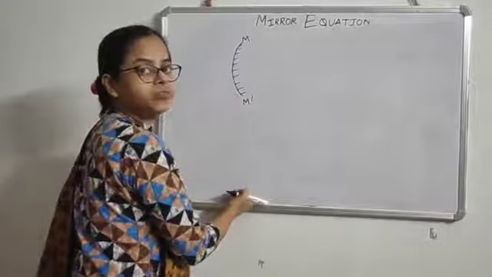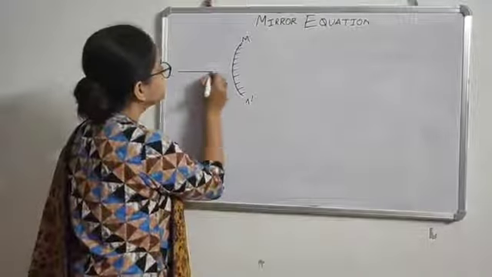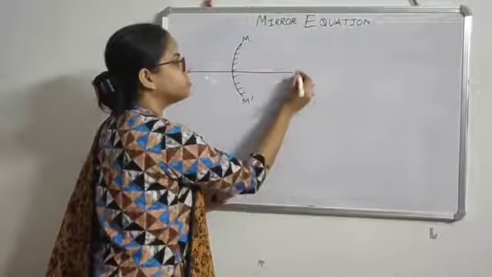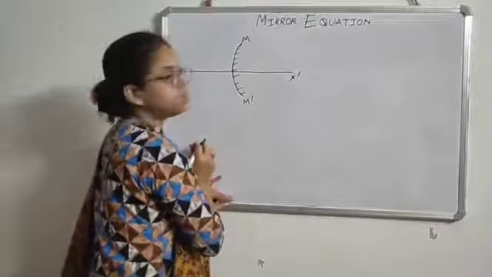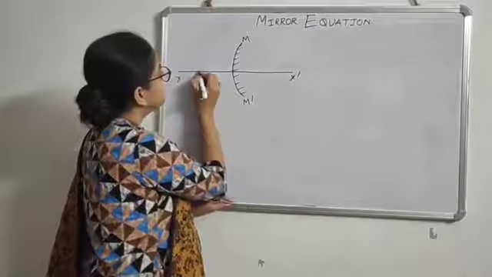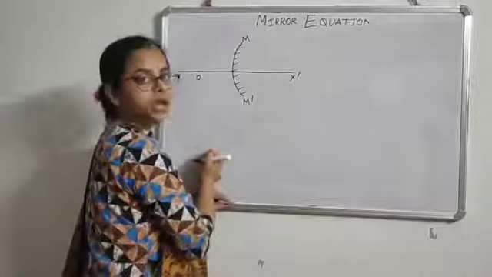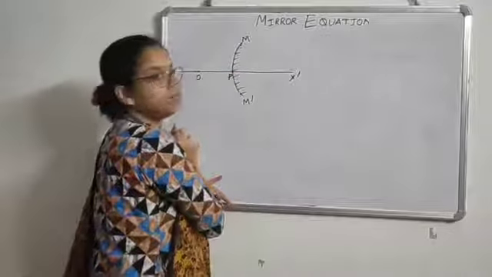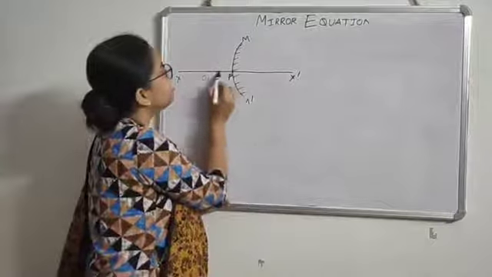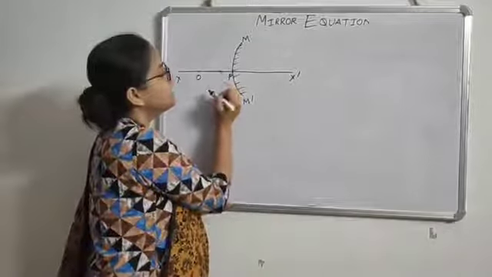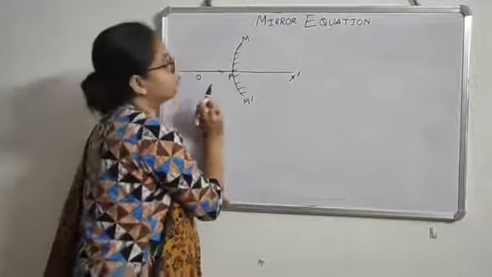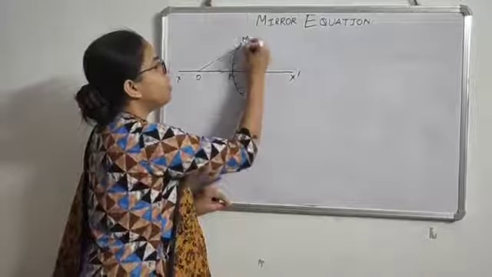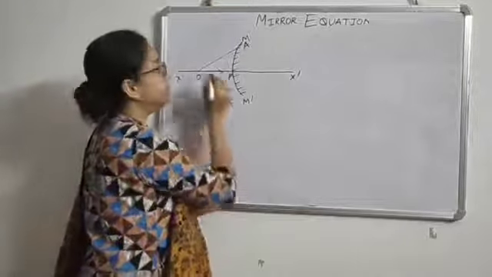M dash is the convex mirror here. X dash is the principal axis. O is the point object here. P is the pole here. The first incident ray OP falls on the surface of the mirror and the second incident ray OA falls on the surface of the mirror.